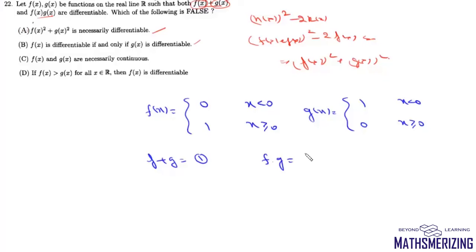And if we multiply f into g, now in this case, when x is less than 0, it is 0. And when x is greater than or equal to 0, this is 0, which again is a continuous and differentiable function. So that means f and g need not necessarily be continuous. So that means the statement which is false is option number C.